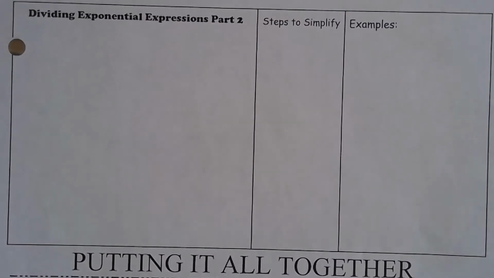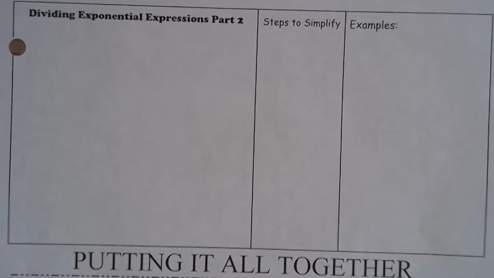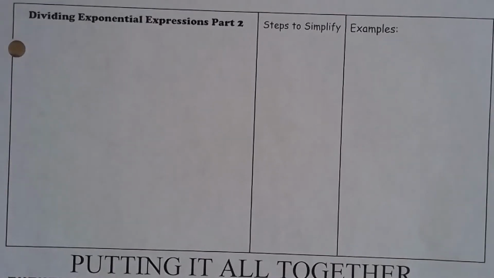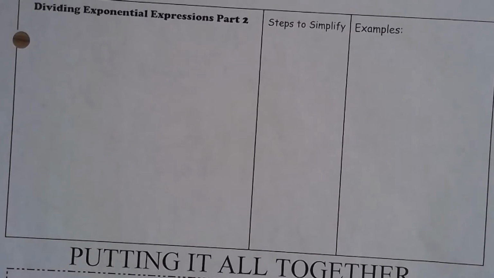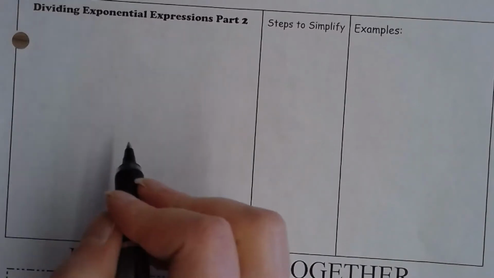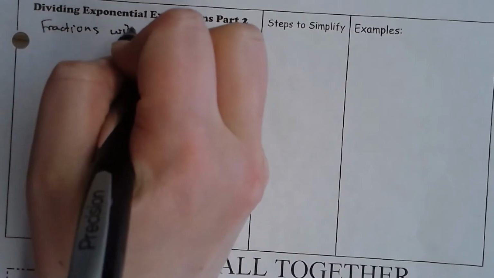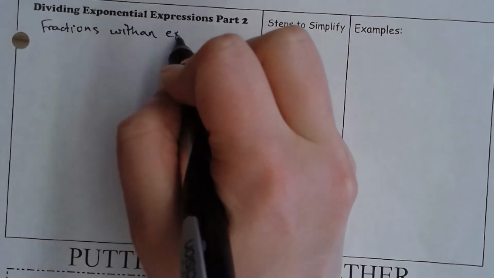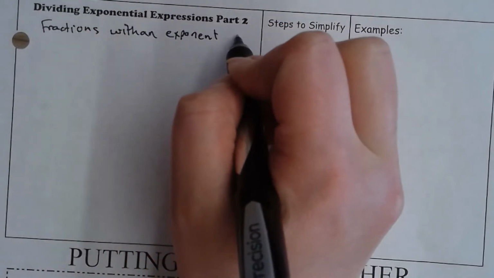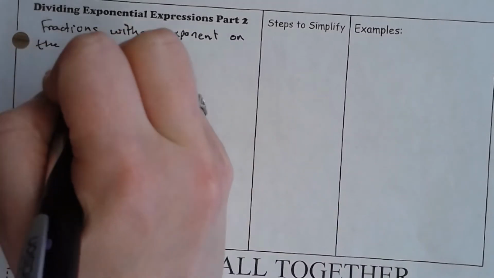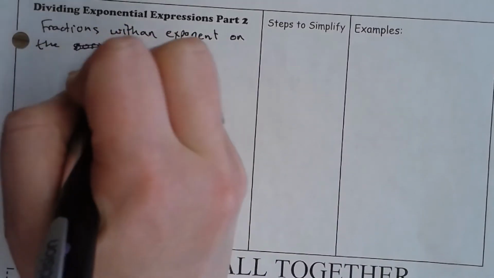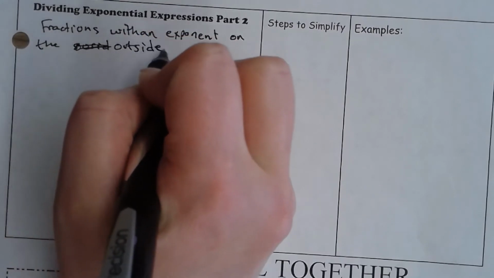Okay, so we are on dividing exponential expressions, part 2. So in part 1, we looked at just dividing by simplifying things out. This one is exactly the same. The only difference is we're going to have fractions with an exponent on the outside.